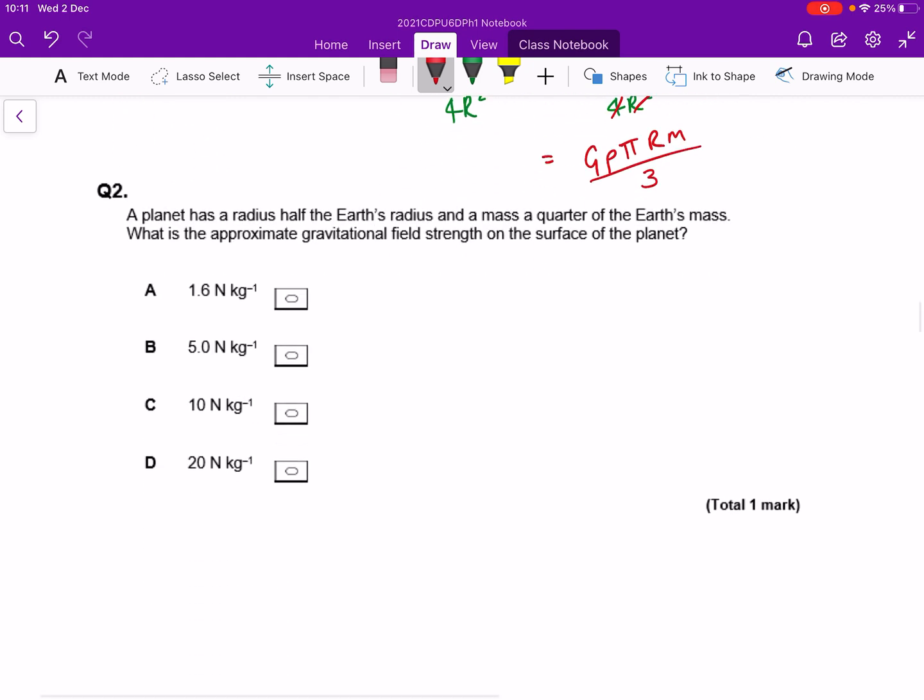Okay, a planet has a radius half Earth's radius and a mass quarter. Okay, so let's write an expression for the gravitational field strength on Earth. So this is g on Earth, is G M Earth over the radius of Earth squared. So that's our gravitational field strength equation. Now we have some other planet, g planet. And g planet has a quarter, so we've got 1/4 of M E. And then our radius is half. So we've got a half times the radius of Earth squared.